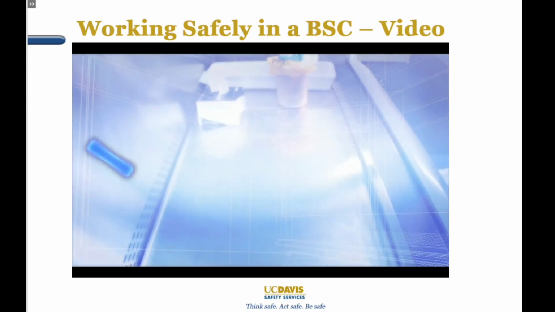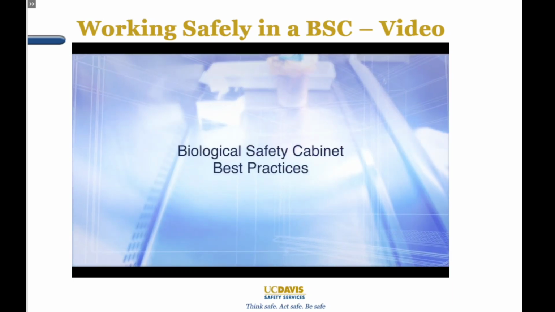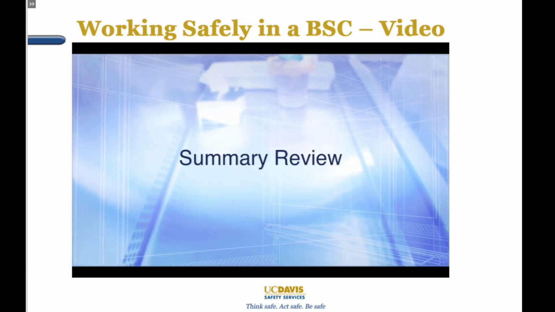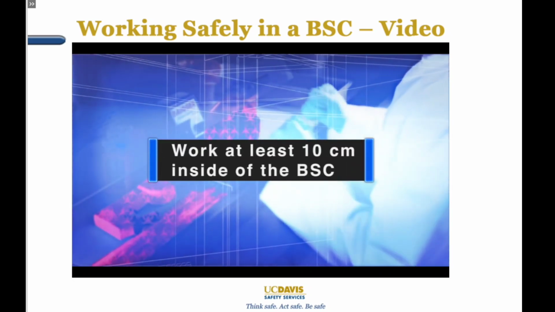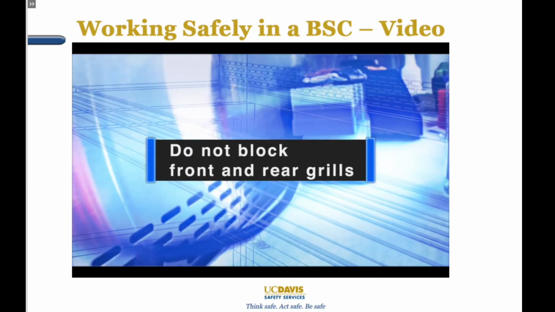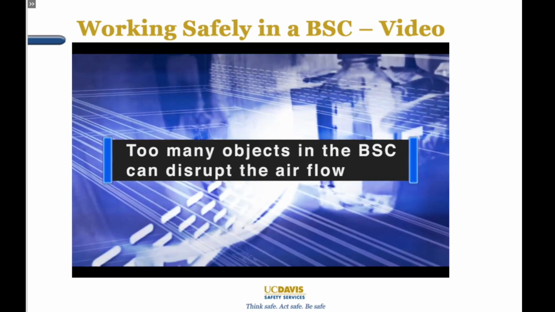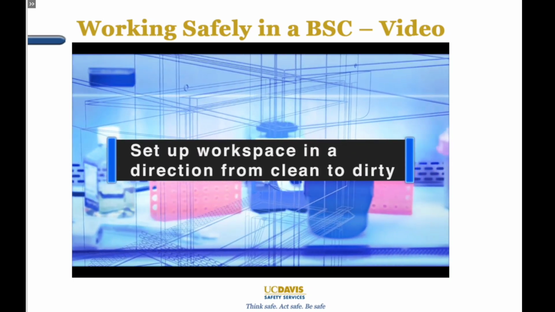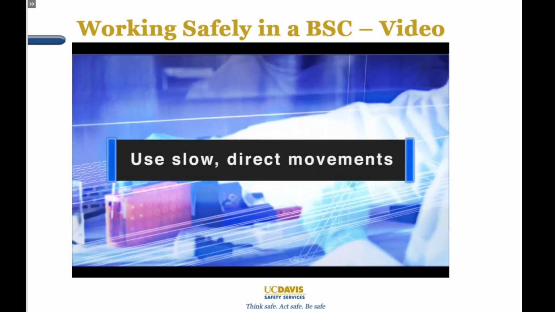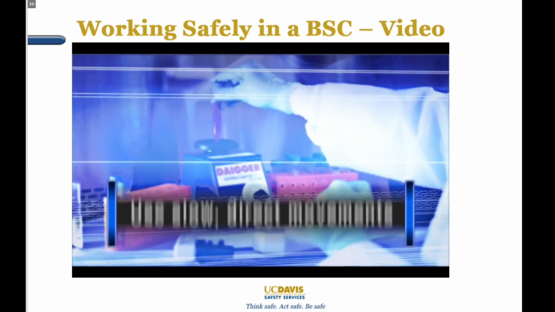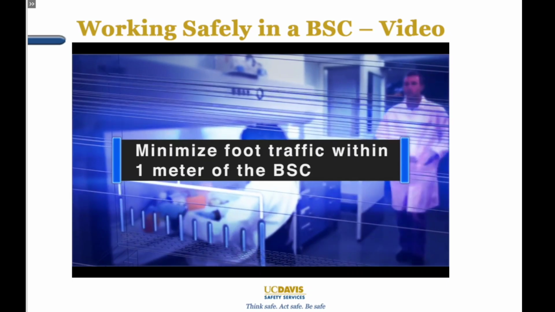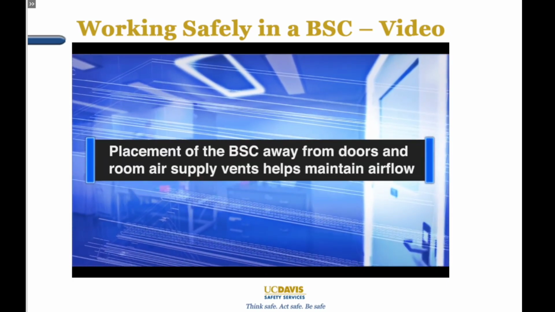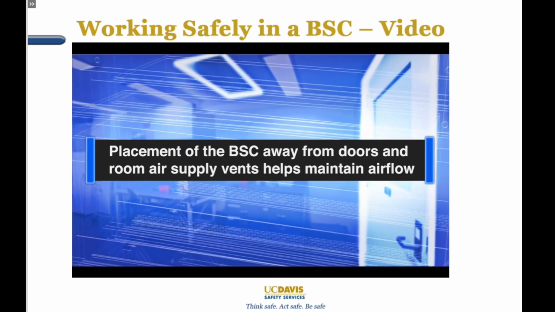In summary, there are a small number of best practices to follow in using a biological safety cabinet. Let's go over them one last time. Work at least 10 centimeters inside of the BSC. Do not block front and rear grills. Too many objects in the BSC can disrupt the airflow. Set up workspace in a direction from clean to dirty. Use slow, direct movements. Minimize foot traffic within 1 meter of the BSC. Placement of the BSC away from doors and room air supply vents helps maintain airflow.